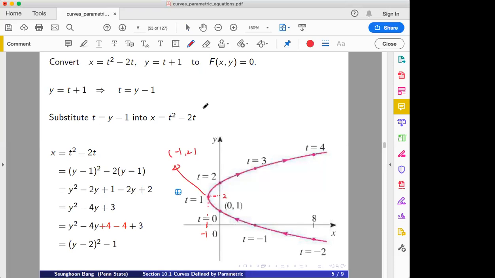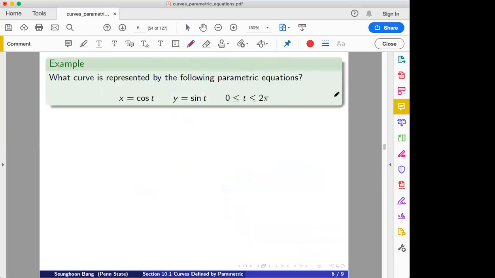I want to give one more example. What curve is represented by the following parametric equations? x equals cosine of t, y equals sine of t. t is between 0 and 2 pi. So let me see. When the parametric equation is a trigonometric function, usually it's the sine and cosine functions, not tangent.